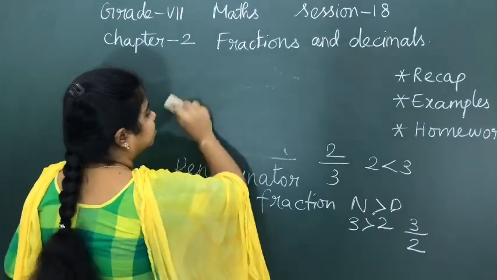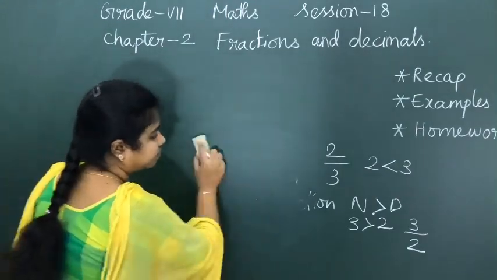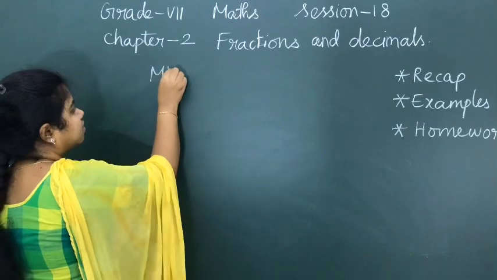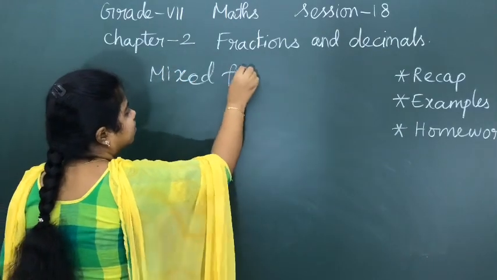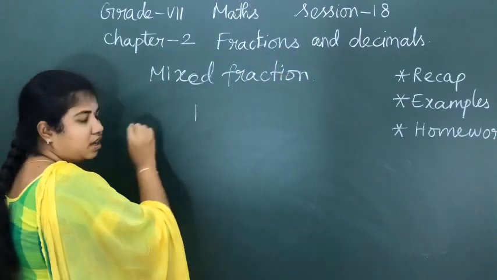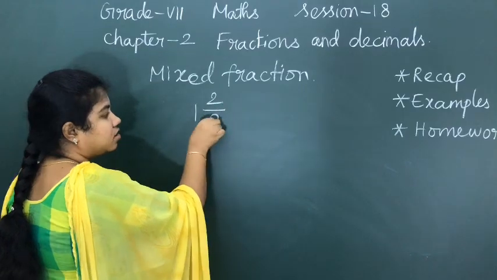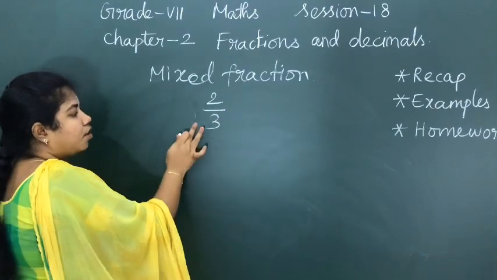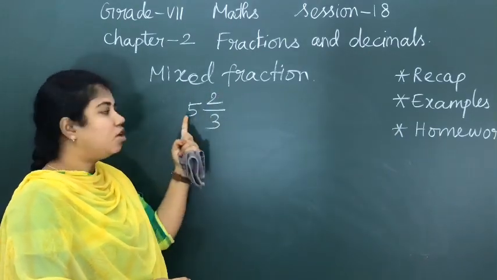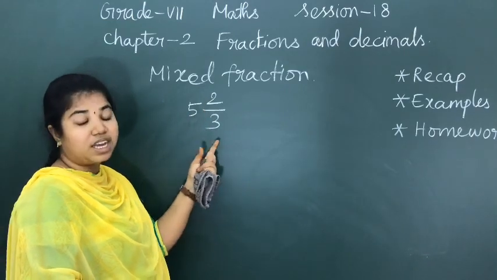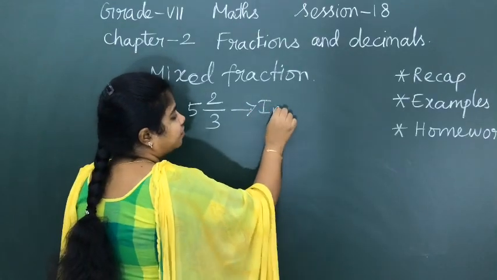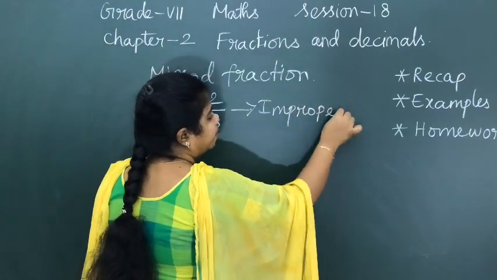Now, mixed fraction. A mixed fraction contains a whole number and a fraction, like 1 2 by 3, 4 2 by 3, or 5 2 by 3. A whole number and a fraction: the whole number is 5 and the fraction is 2 by 3. A mixed fraction can always be converted to an improper fraction.